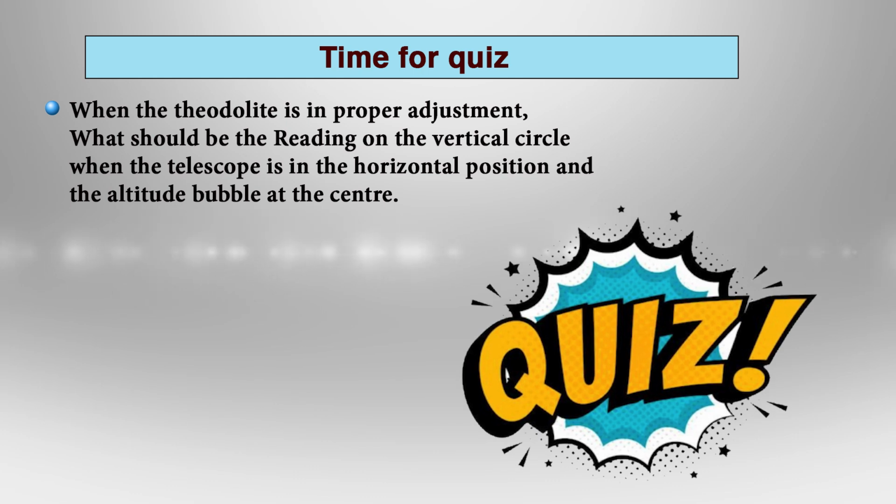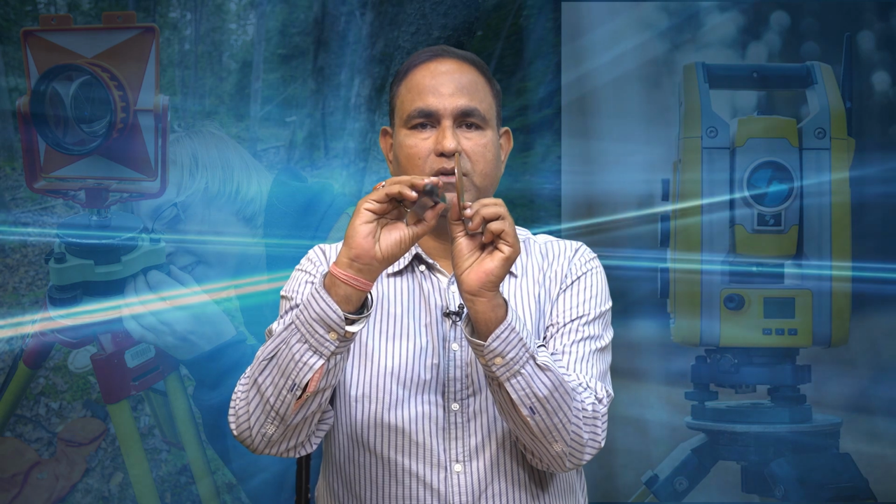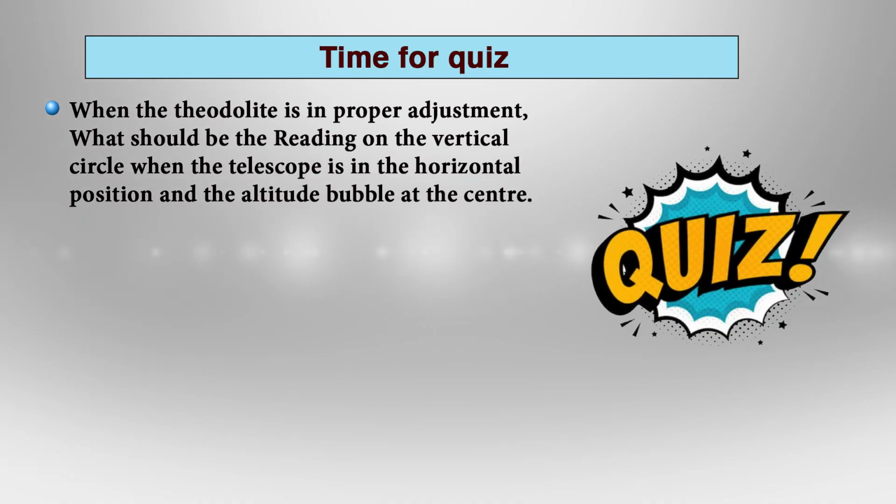Next question. When the theodolite is properly adjusted, what should be the reading on the vertical circle when the telescope is held in horizontal position and the altitude bubble tube is exactly at the center? So, this is the vertical circle and this is the telescope. The telescope is set in the horizontal position and the bubble tube is at the center. My question is, what would be the reading of the vertical circle at this position?